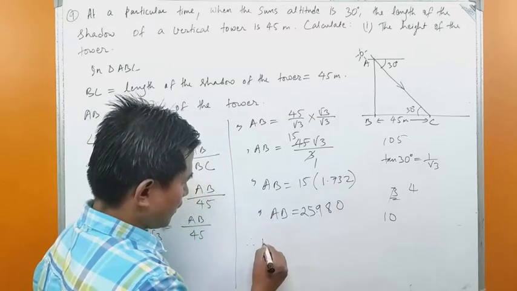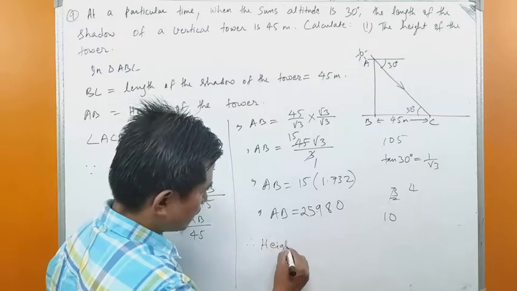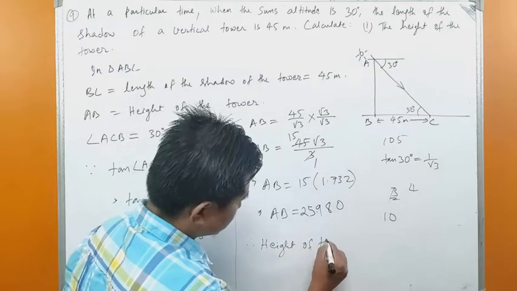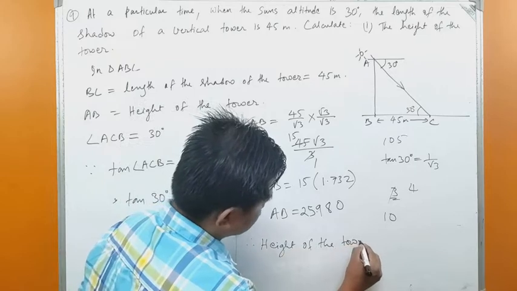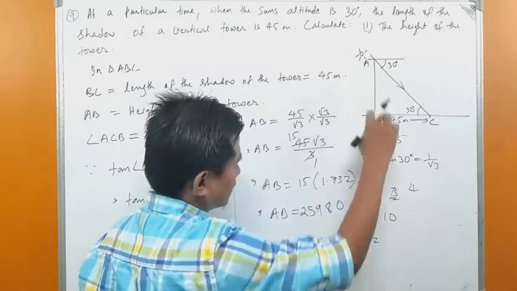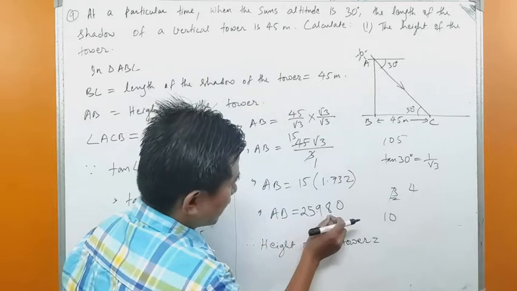Therefore the height of the tower equals, AB is the height of the tower, equals 25.98.